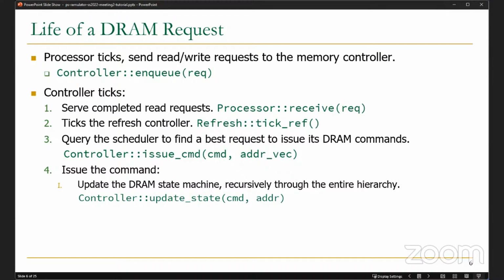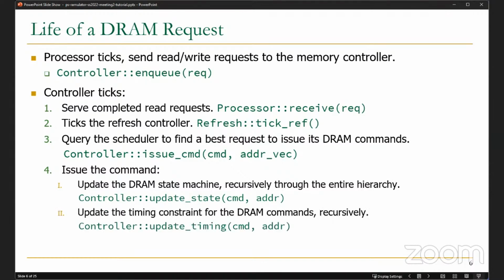And this is done in the update state command method in the controller class, and we will get back to this very soon. Second, it will handle the timing constraints for the just issued DRAM commands, also recursively through the entire DRAM hierarchy. And this is done in the update timing method of the controller class. Finally, it updates the row table if necessary.